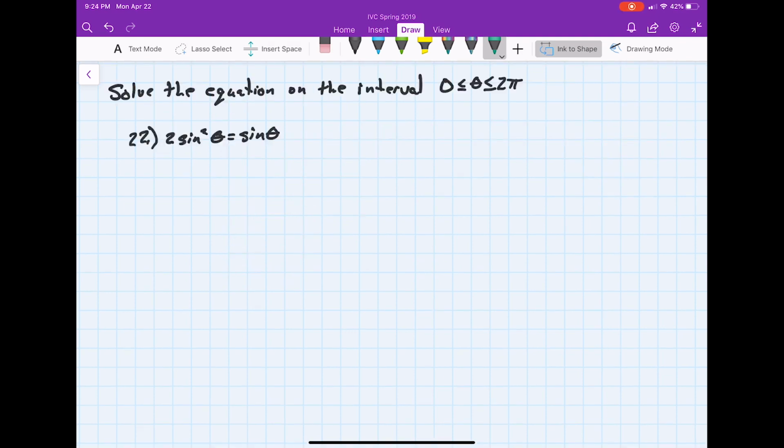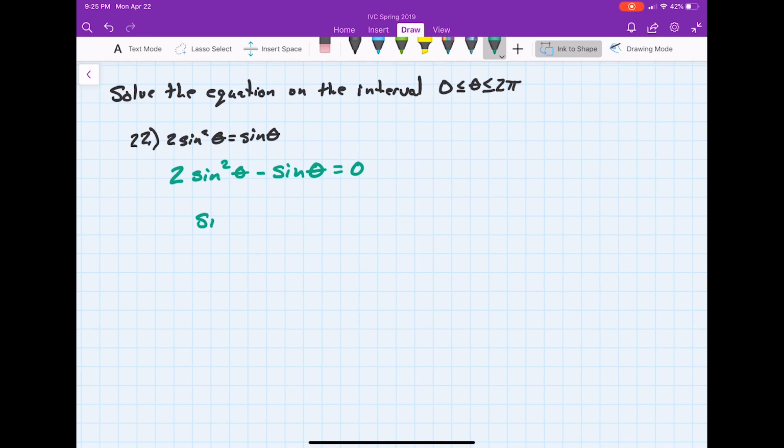And now, moving on to these next group of problems, solve the equation on the interval 0 is less than or equal to theta, less than or equal to 2 pi, sorry. So 2 sine squared theta minus sine theta equals 0. Well, first step here, we can factor out a sine theta. So sine theta times 2 sine theta minus 1 is equal to 0.